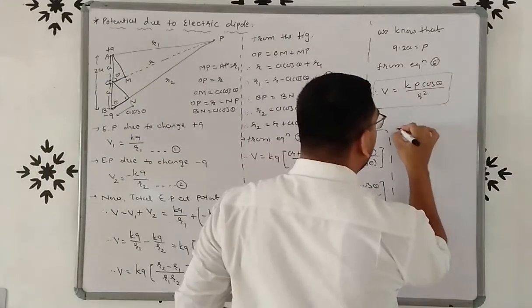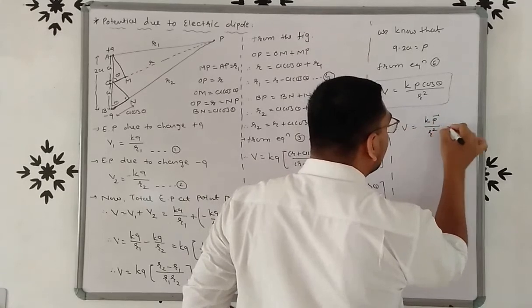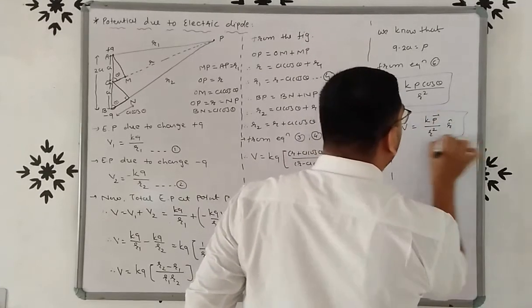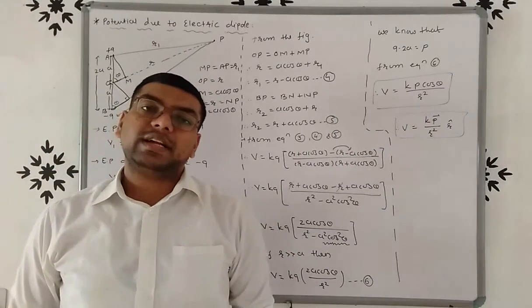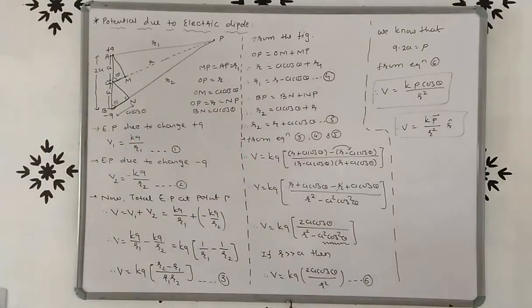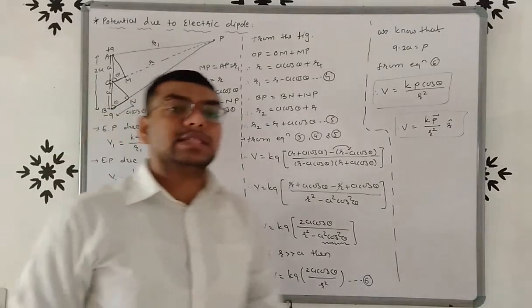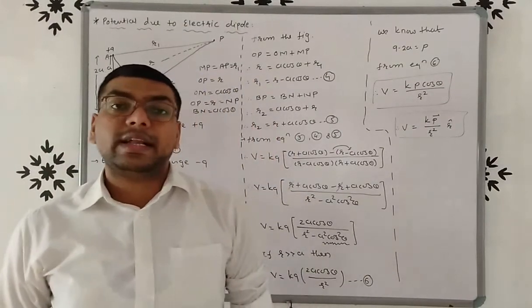And if you want to write this formula in vector form, then it is Kp upon r square into r cap, right? So this is the formula of electric potential due to electric dipole. So friends, this is a very important theory for your examination. Once again friends, the question will be like this: derive the formula of electric potential due to electric dipole.